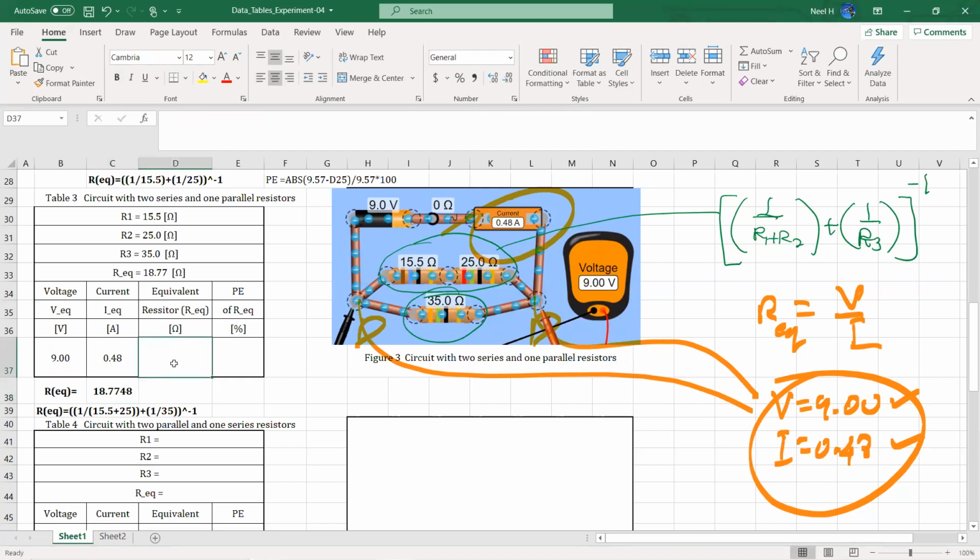Let's calculate from the Ohm's law point of view. What should be the equivalent resistance? Equal voltage divided by the current. Then hit enter. About 18.75. We have a little bit of error, but it's almost the same. Let me copy and paste that somewhere here, maybe as our equivalent. I'm going to put ohms there. It means the Ohm's law point of view. Okay, questions.